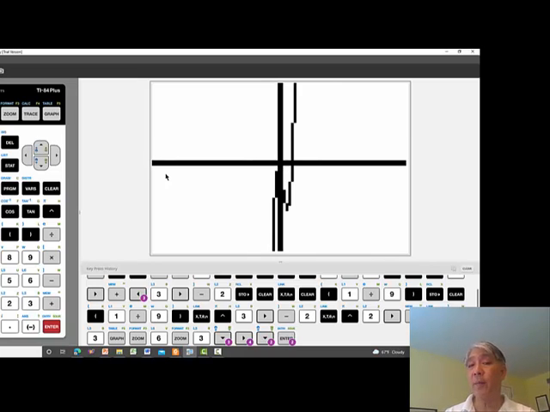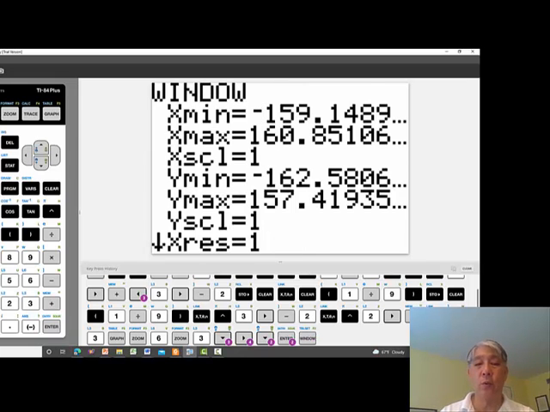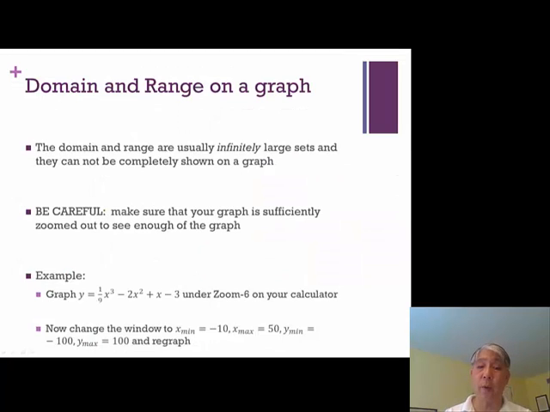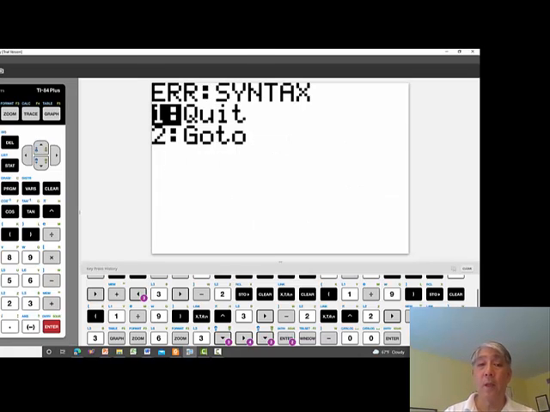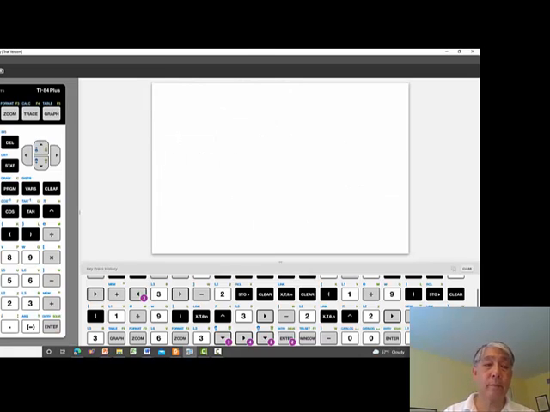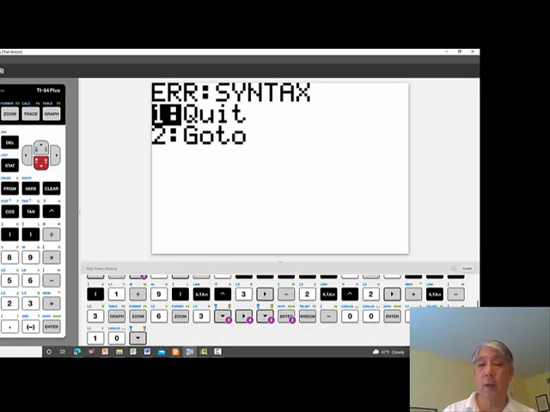If I zoom out again by hitting enter, I see that there is definitely something that I missed in the first part. So I'm going to change my zoom window to the values shown here, which is -10, 50 and -100, 100. So -10, whoops, window, -10, down. I keep hitting the minus sign. Okay, sorry.